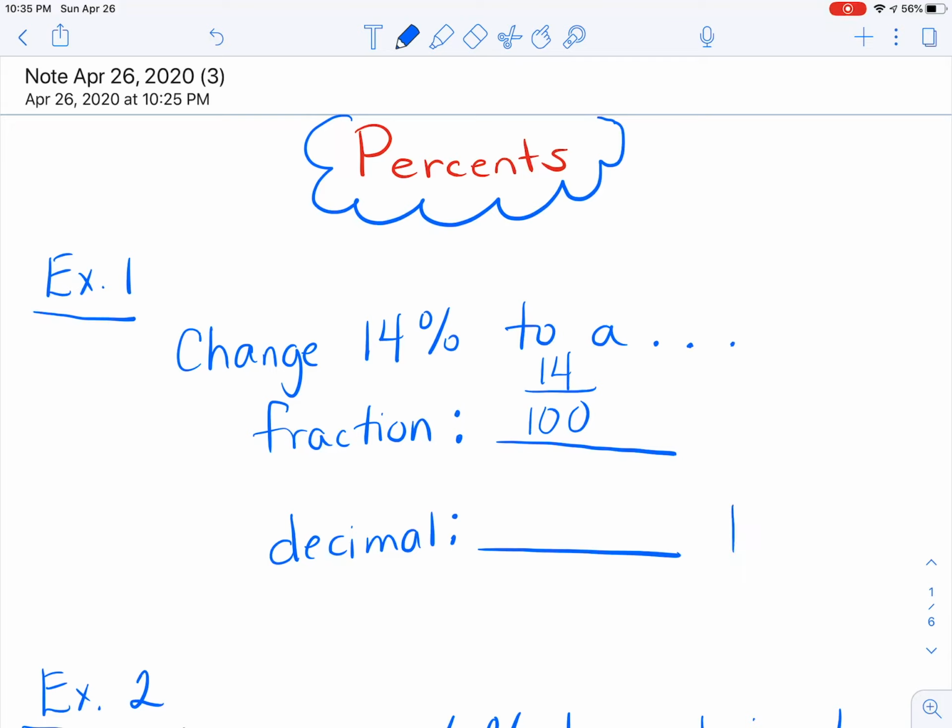As a decimal, if I want to take 14% and change it to a decimal, get rid of the percent sign. I don't see a decimal, so I know it's there. I move it 2 places to the left. It's 0.14.